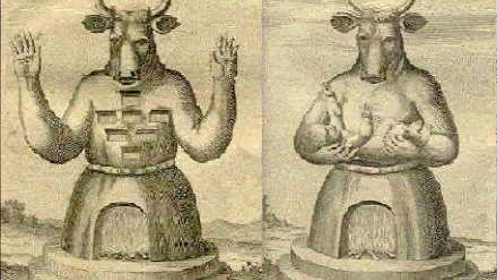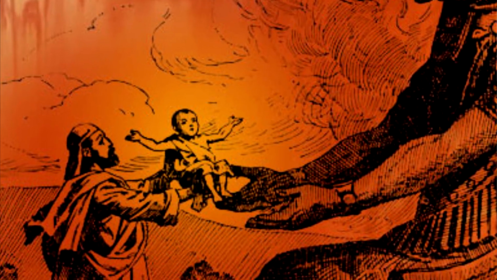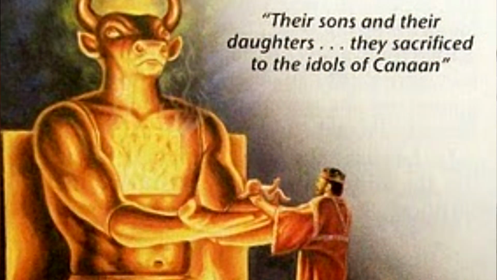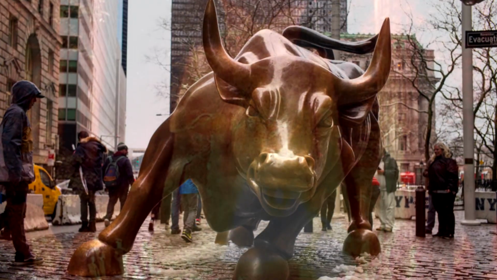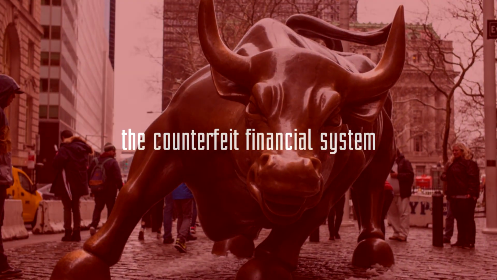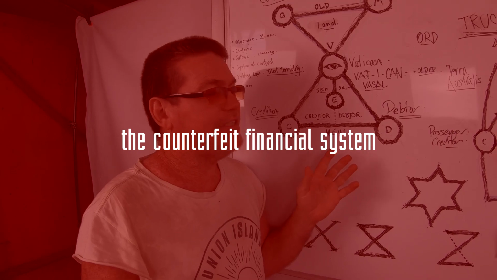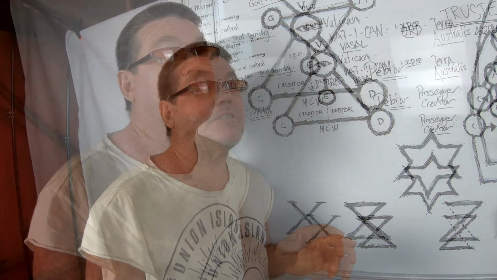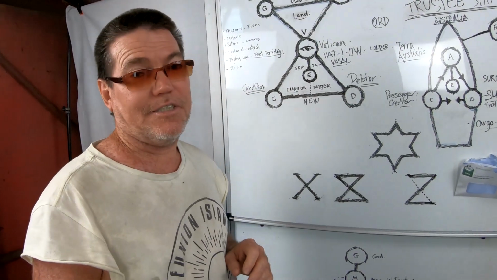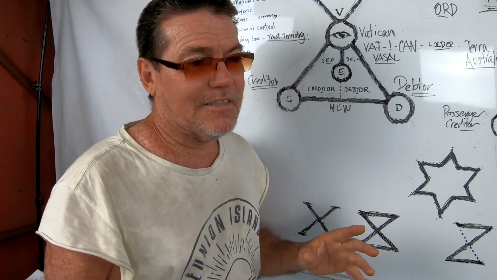And the symbol of Moloch is the calf. It's the bull, which is really the Vatican, is Moloch. I'm going to show you where Moloch comes into being in this strange Masonic system. Basically, someone's got to control the sinners. And the sinner is the debtor.